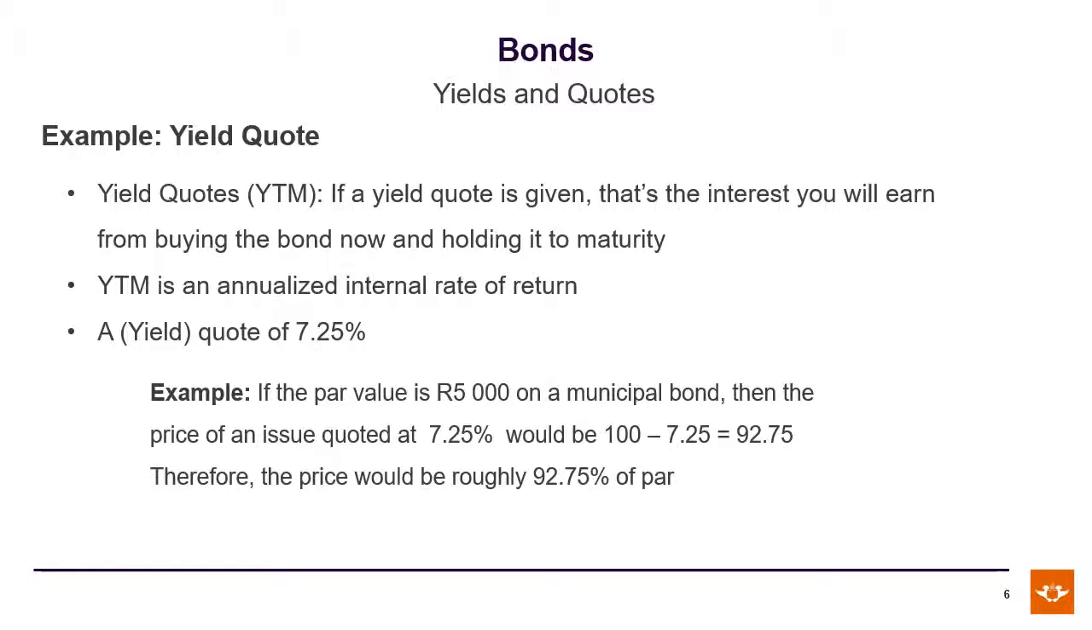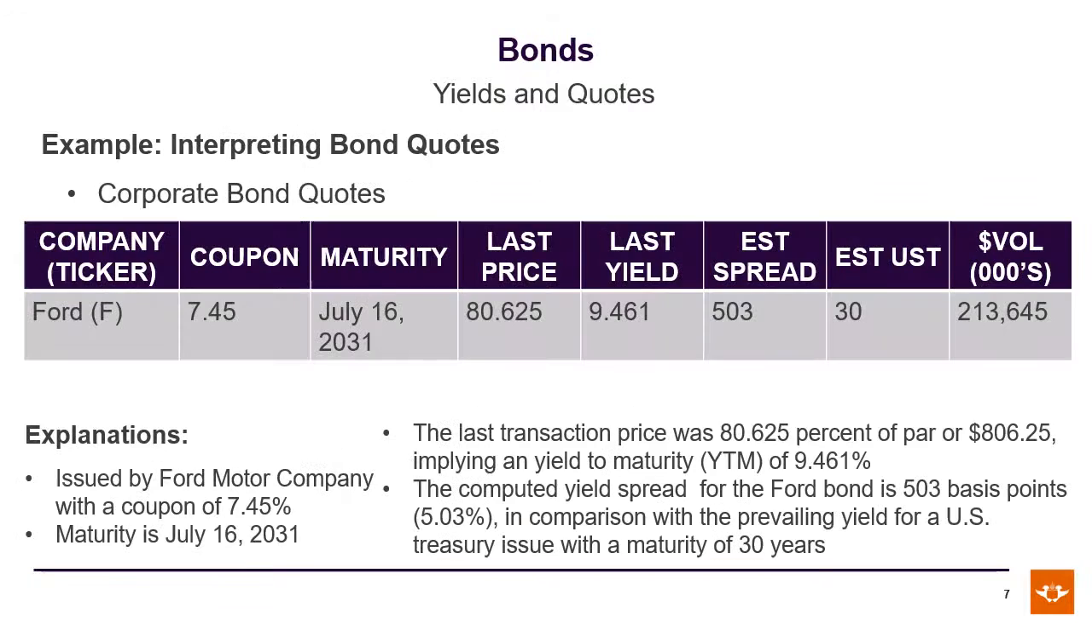If we look at the extract at the top, the last transaction price was 80.625% of par. So for a par value of $1,000, this works out to $806.25. And if you look at the last yield column, this implies a yield to maturity of 9.461%. The computed yield spread is 503 basis points, or 5.03%, when compared to the prevailing yield for a US Treasury issue with a maturity of 30 years.